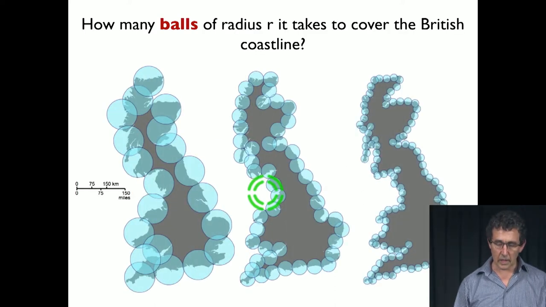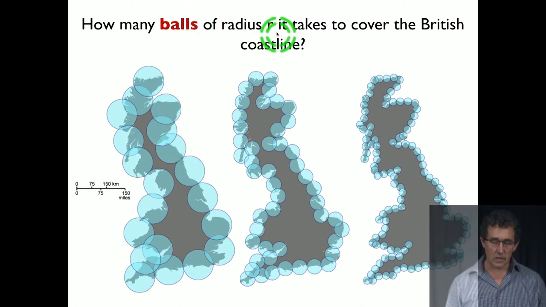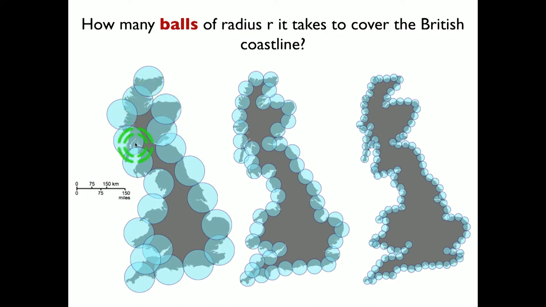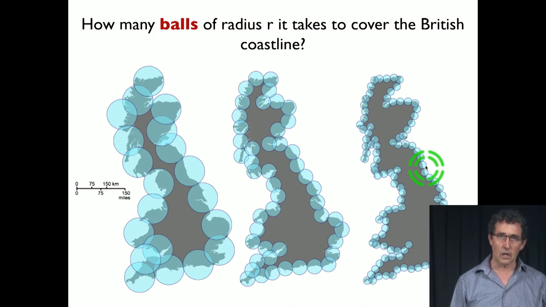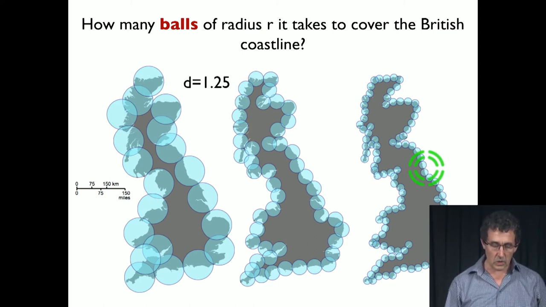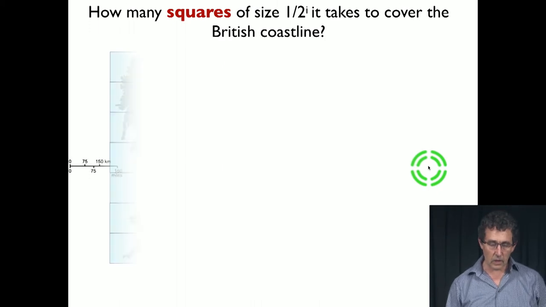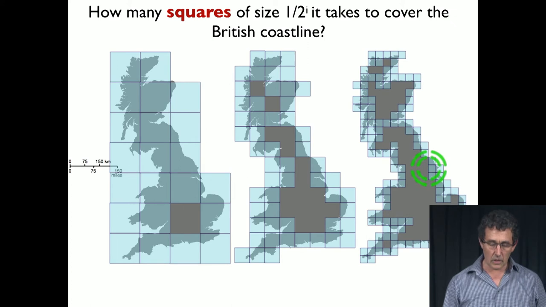Okay, so here is the British coastline, and we're asking how many balls of radius r does it take to cover the coastline? So here are big balls, and then smaller balls, and then even smaller balls. And we're just relating the radius of the ball to the number of balls that you need to use. And you see, when you get to the very small scale, you sometimes need a lot of balls because there's a big kind of breakup of the coastline. And so you actually need more balls than you would expect if it was just like the side of a circle or a straight line. So what you measure, you get that it's 1.25. Here is another way to measure the same thing. We cover the coast with squares.